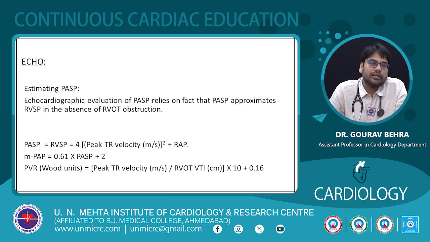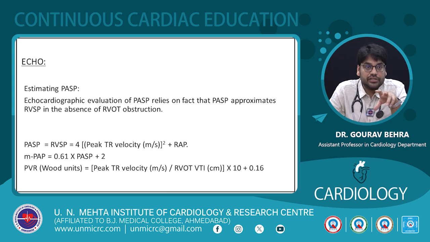Like echocardiography evaluation of PASP: if there is no obstruction to the RVOT, the right ventricular outflow is normal, then you can say that pulmonary artery systolic pressure is equal to right ventricular systolic pressure, which is calculated by the TR velocity. So PASP equals RVSP. So we get a rough estimate of the pulmonary artery systolic pressure.